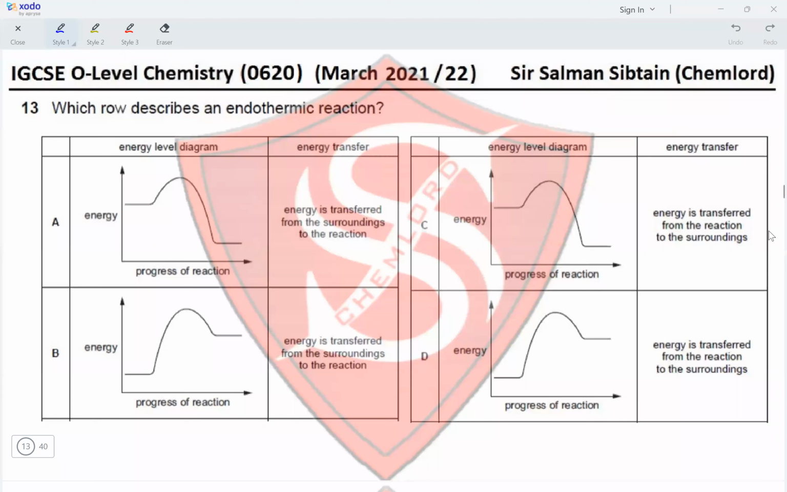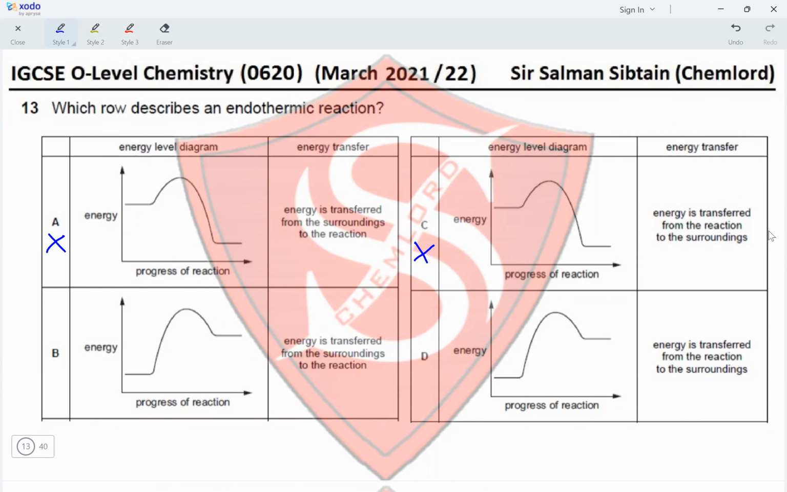Question 13. Which row describes an endothermic reaction? So for an endothermic reaction, the energy of the products must be greater than the energy of the reactant. So this eliminates options A and C. So one of the options B and D is correct.